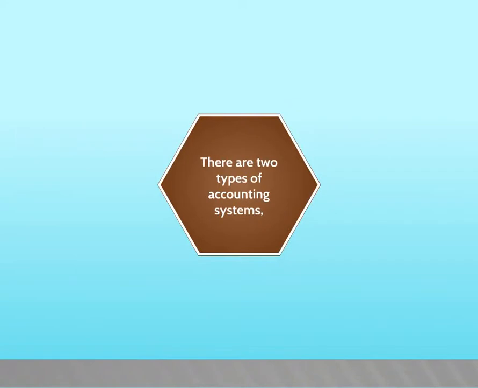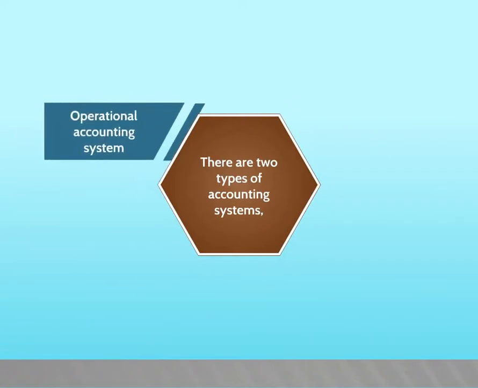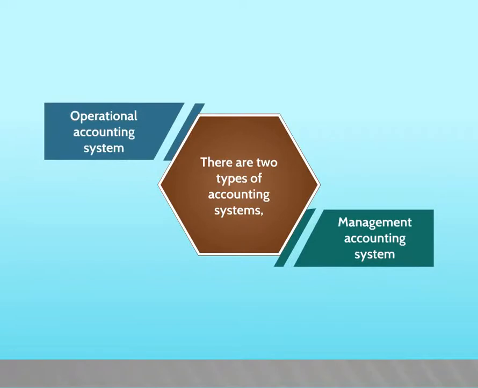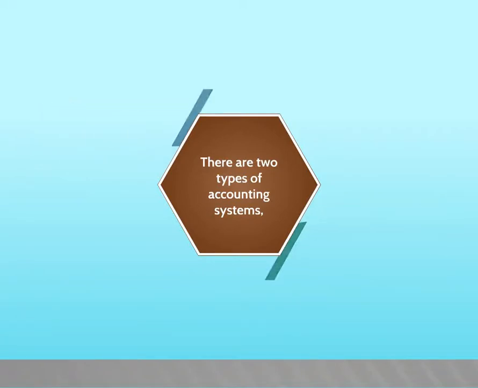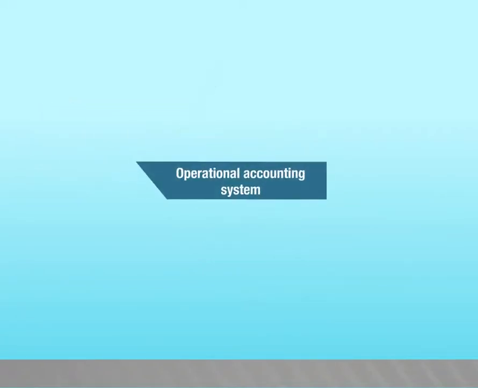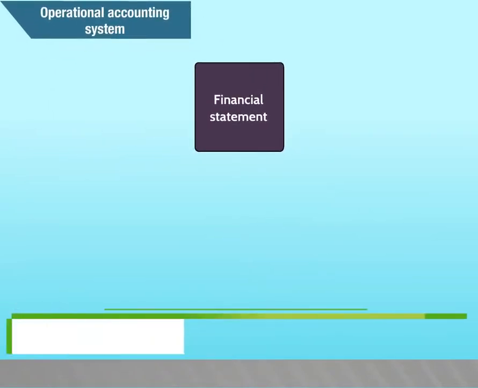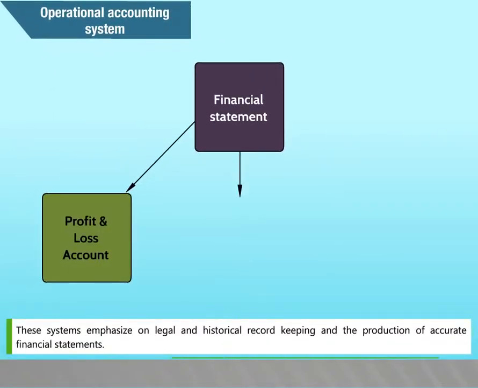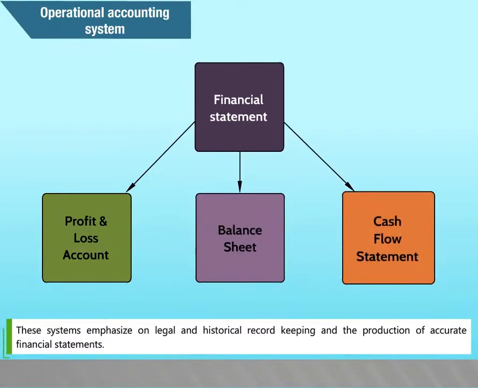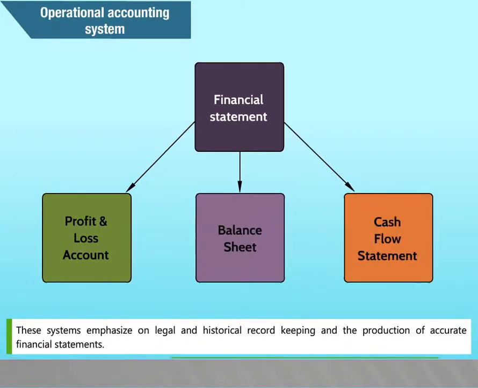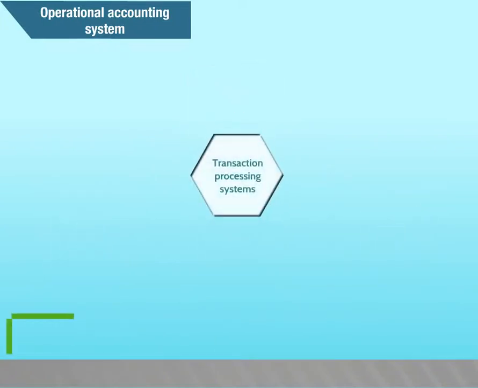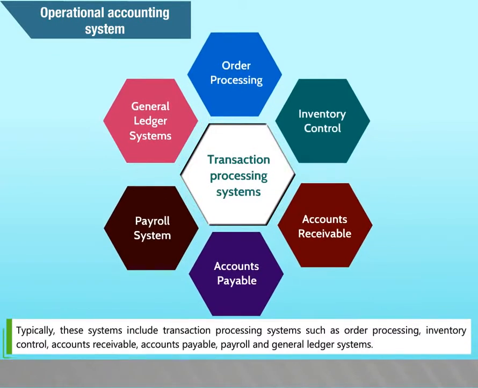There are two types of accounting systems: operational accounting system and management accounting system. Operational accounting system. These systems emphasize legal and historical record keeping and the production of accurate financial statements. Typically, these systems include transaction processing systems such as order processing, inventory control, accounts receivable, accounts payable, payroll, and general ledger systems.